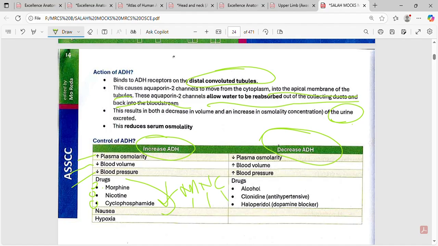Nausea and hypoxia can decrease the ADH. So if plasma osmolarity is decreased, ADH secretion will be blocked. Also increased blood volume, hypervolemia, increased blood pressure, and drugs like alcohol, clonidine, which is an antihypertensive, and haloperidol. These will decrease the ADH secretion.